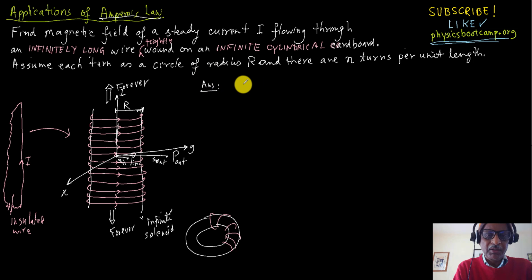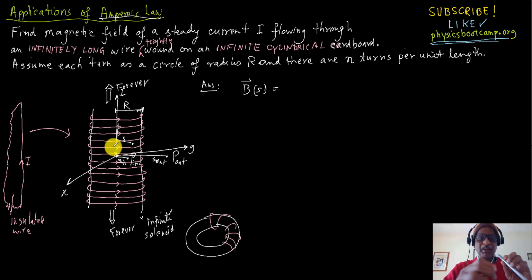The answer will be B, which will depend on an arbitrary distance. Let's call it s. Some arbitrary point will be a distance s from the cylinder. And this is a vector. So in here, you use the right-hand rule. Each one of the coils, so if the current is going this way, so I go this way, and so it's coiling around.